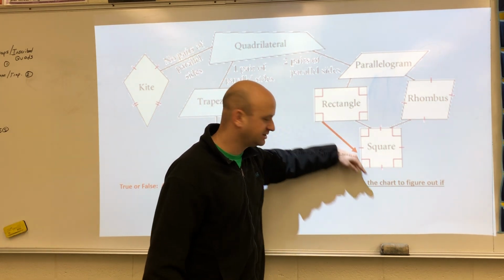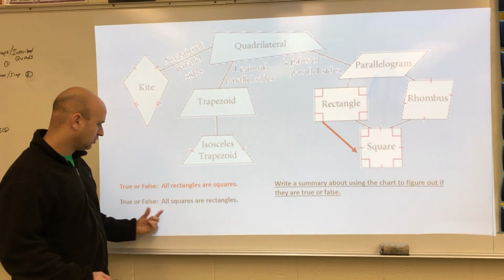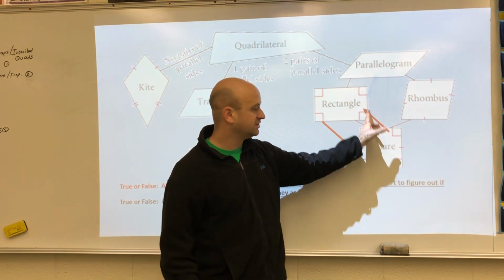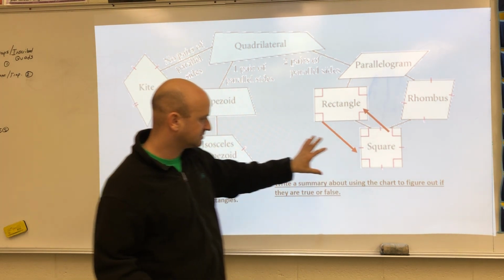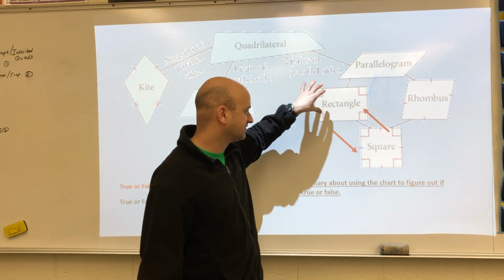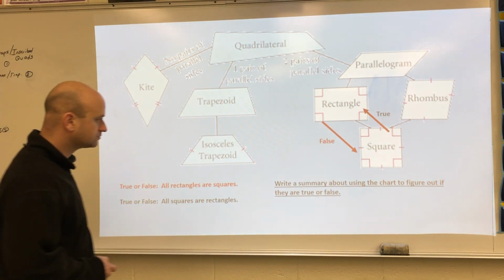And we're going in a down direction, and we're going to find out that that's actually false. Over here, all squares are rectangles. All of these are rectangles, and we're going in the up direction, and that's going to be true. So anytime the first shape is given and you're going up, that's going to make the statement true. Anytime the first shape is given and we're going down from there, that's going to make it false.